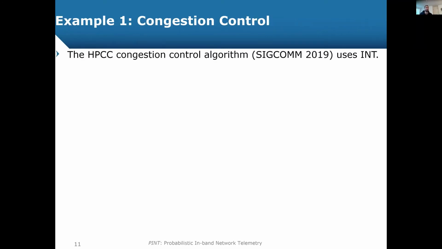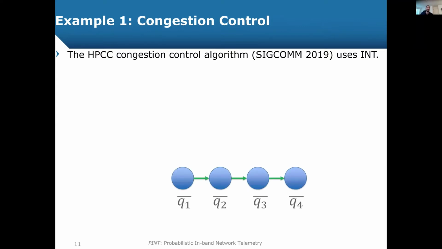And the first is congestion control. An algorithm from last year's SIGCOMM for congestion control called HPCC is using INT. And what it does is, let's say this is the path, then at each hop, we collect some queuing statistics. And now it determines the sending rate for the end host to be some function of the bottleneck, right? Some function of the maximum queue in the path.